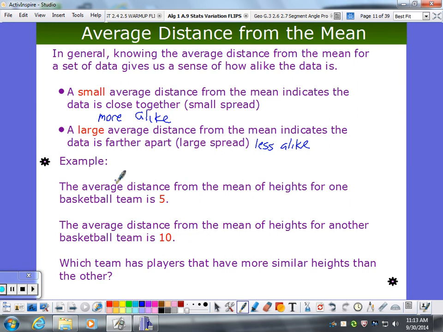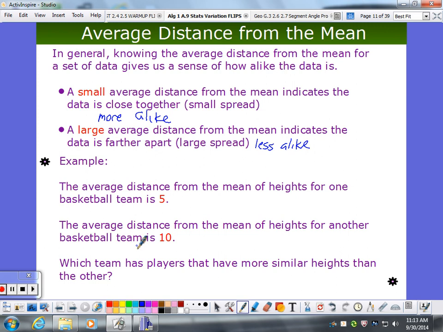So I know the average distance from the mean for basketball teams. I got two basketball teams. One has an average distance from the mean of 5, meaning that they're all about 5 feet from the average height. The other team has an average distance from the mean of 10. So on average, they're 10 away from the mean. Which team has players that have more similar heights than the other? Now raise your hand if you think you know.